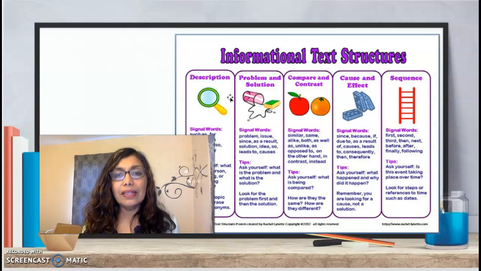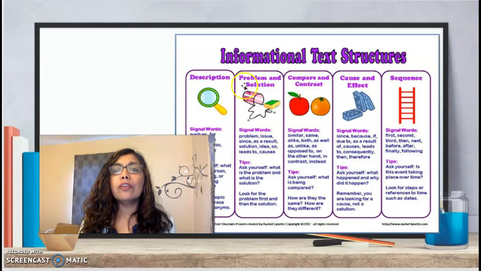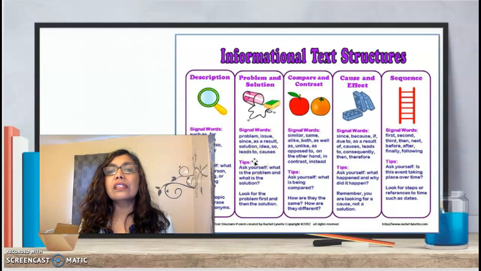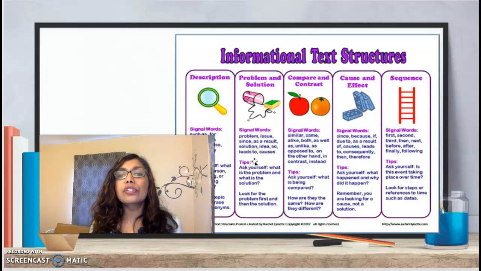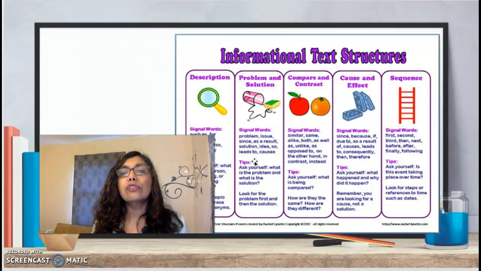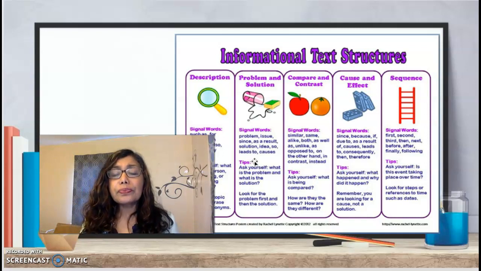They're describing the text. When you have a problem and solution, you can directly teach these signal words: problem, issue, since, as a result, solution, idea, leads to, causes. So provide students with direct instruction in these signal words. Maybe you can have a poster like this in your classroom, and give them clues on what kind of text they are reading.